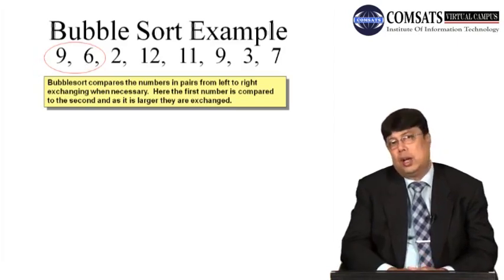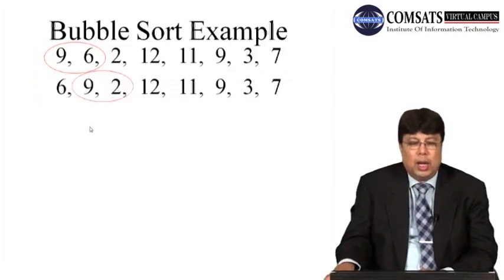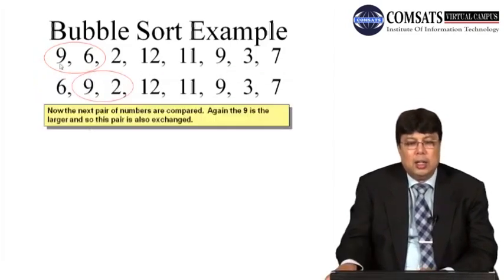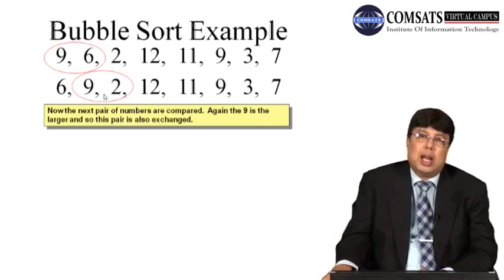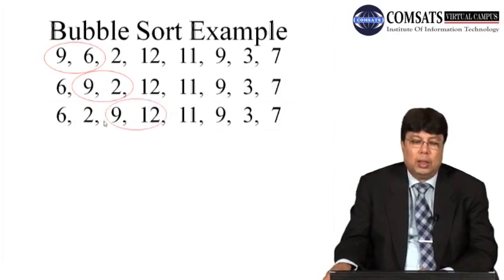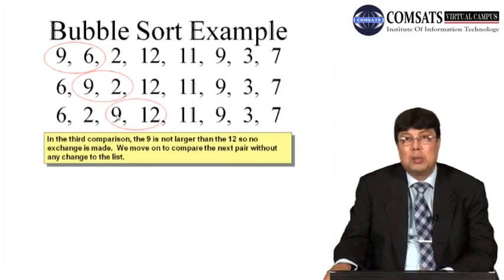Are they in order? No, they are not in order. According to our desire, in ascending order 6 should be first and 9 should be second. So what do we do? We interchange 6 and 9. 6 and 9 are interchanged, and 6 takes this position and 9 takes this position. Now the next pair of numbers is compared. Again 9 and 2 are compared. Are they in order? No, because 9 is greater than 2. So they will be swapped, and now 9 bubbles up to the next position.